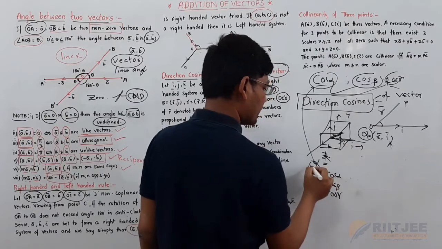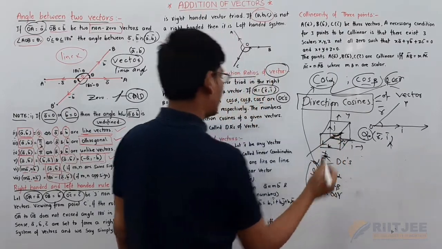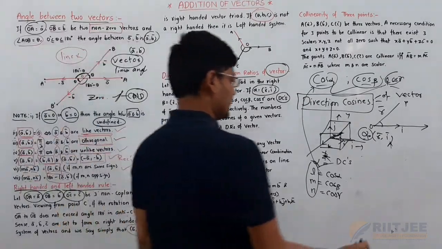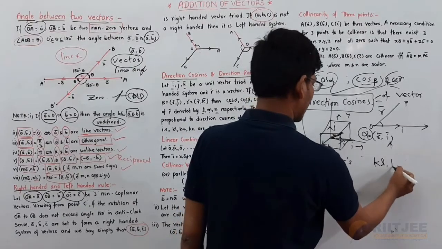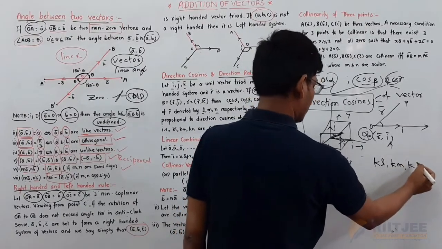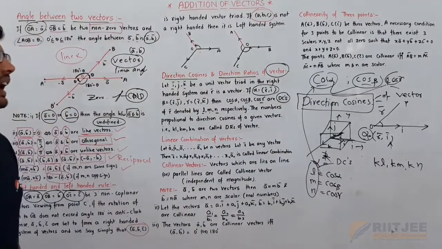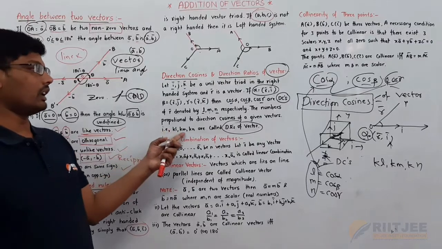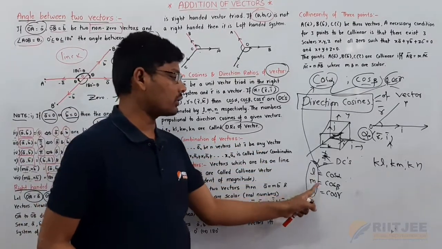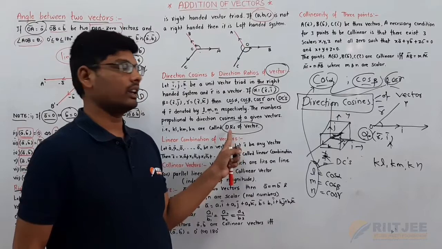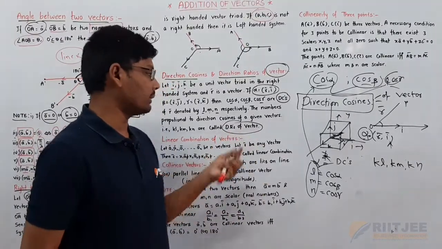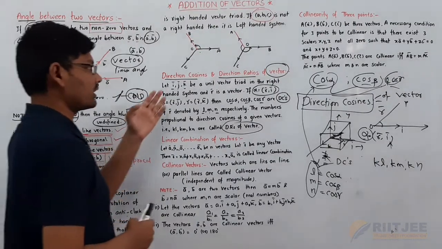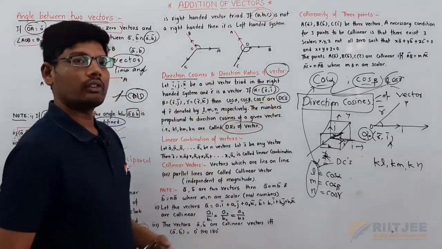Here l, m, n are direction cosines, and if you multiply them by a value k, then kl, km, kn are the direction ratios of a vector. If you multiply the direction cosines with the k value, then the values are said to be direction ratios of a vector here. So this is all about the direction cosines and the direction ratios of a vector.